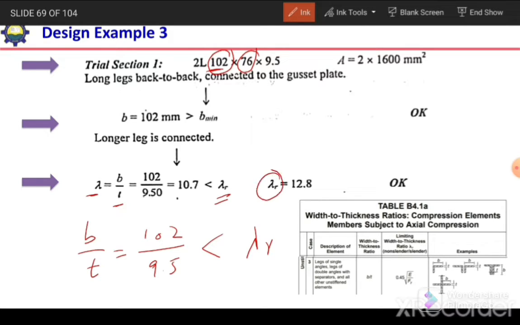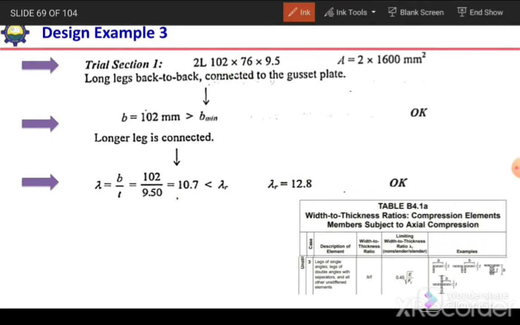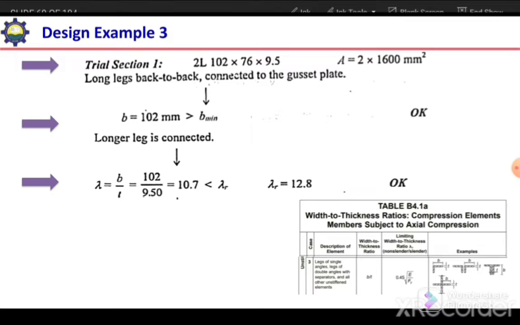And the limiting value for lambda R can be calculated by using this table. So for angle sections, unstiffened members of angle section, we need to use this expression to calculate the value of lambda R, and it is 12.8. So the B over T for the angle section is 10.7 and it is less than 12.8. So it means the local instability check is satisfied.